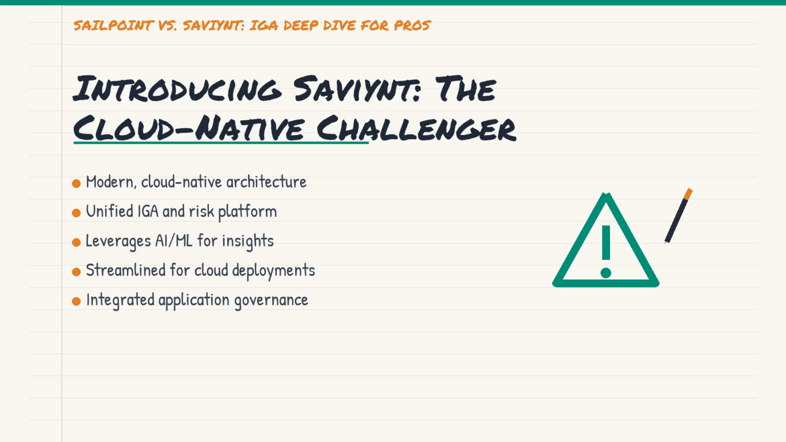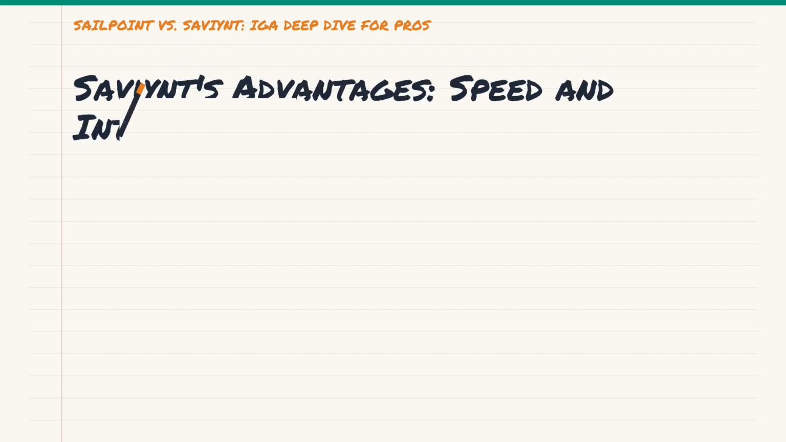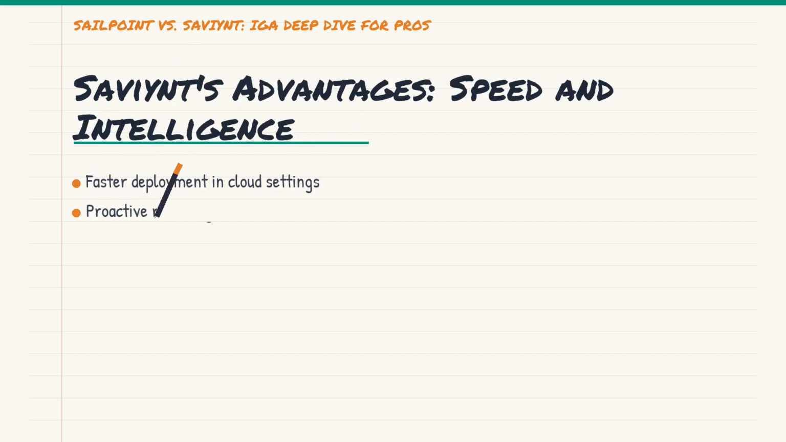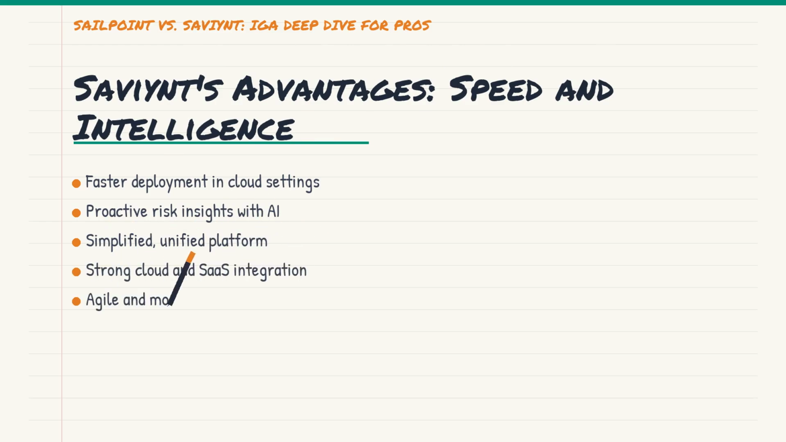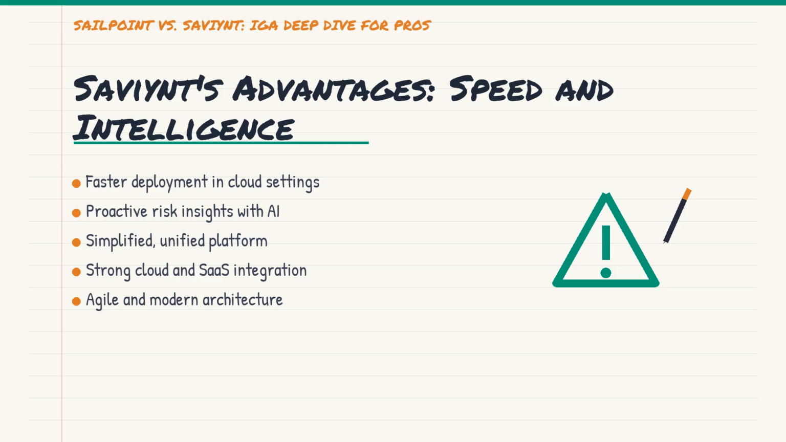They aim to simplify the deployment and management of identity governance, particularly for organizations heavily invested in cloud services like Microsoft Azure and AWS. Saviynt's key strengths often revolve around its agility and its forward-looking features. Because it's built with a modern architecture, many find it easier and faster to deploy, especially in cloud-forward organizations. Their AI capabilities can provide more proactive insights into access risks and unusual user behavior, going beyond traditional rule-based SOD.